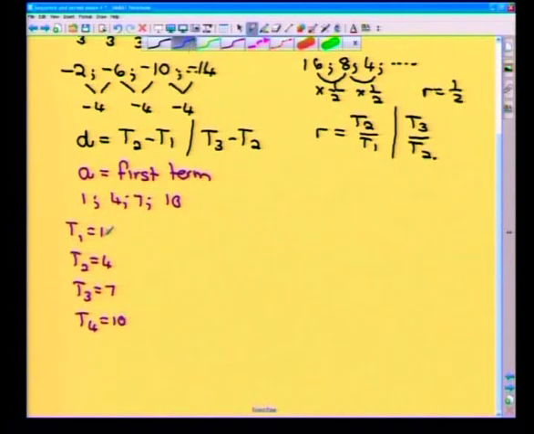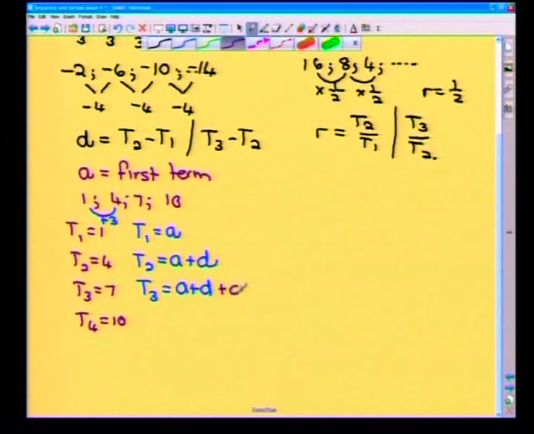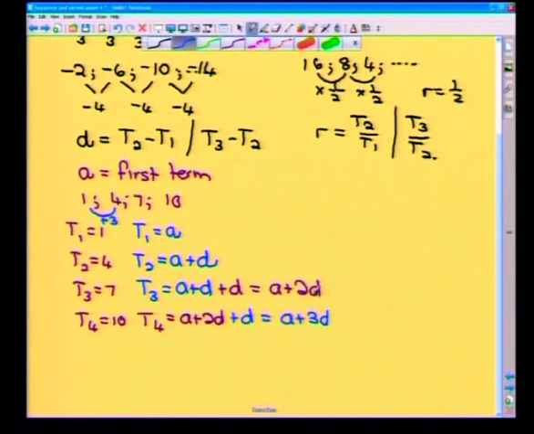What am I doing? Over here, term 1 is actually just the A value. To get term 2, I took 1 and added the difference 3. So it was A plus D. To get term 3, what did I do? I took term 2, which was A plus D, and to that I added a further D, getting myself A plus 2D. To get term 4, I took A plus 2D, and I added a further D, getting myself A plus 3D.